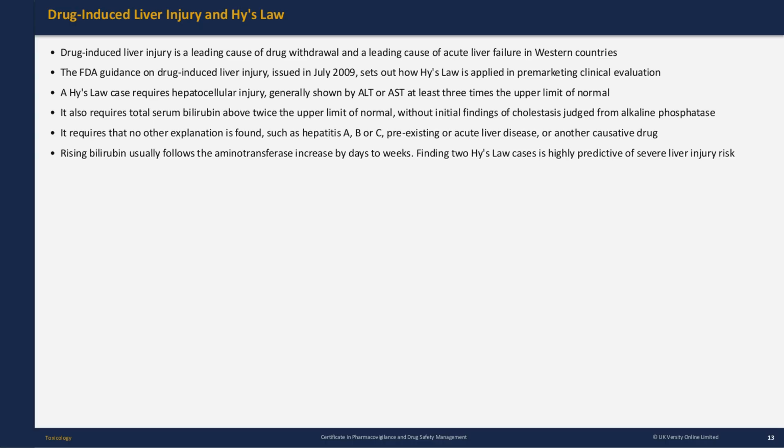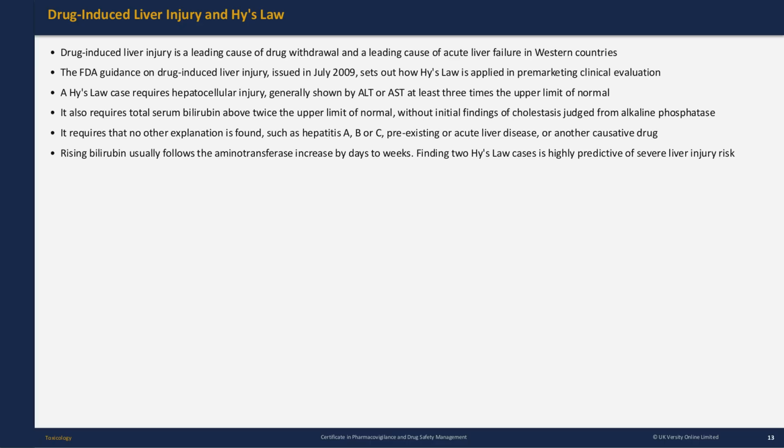Drug-induced liver injury and Hy's law. Drug-induced liver injury is a leading cause of drug withdrawal and a leading cause of acute liver failure in Western countries. The FDA guidance on drug-induced liver injury, issued in July 2009, sets out how Hy's law is applied in pre-marketing clinical evaluation. A Hy's law case requires hepatocellular injury, generally shown by ALT or AST, at least 3 times the upper limit of normal. It also requires total serum bilirubin above twice the upper limit of normal without initial findings of cholestasis judged from alkaline phosphatase.